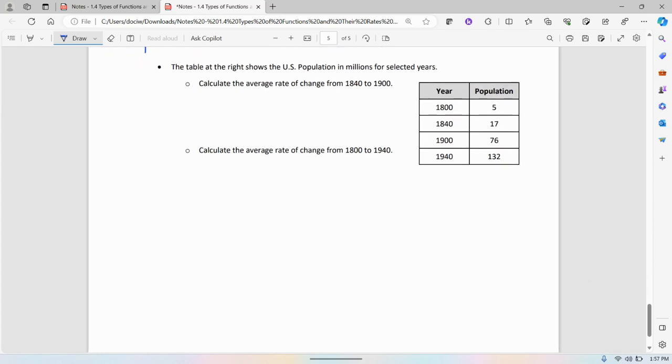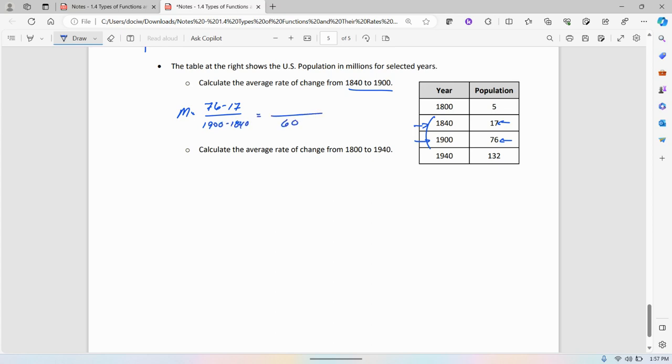Let's look at this example. U.S. population. We see the U.S. population in various years. 1800, U.S. population was 5 million people. By 1940, the population was 132. If I want to find the average rate of change from 1840 to 1900, the average rate of change is going to be y2 minus y1, 76 minus 17, divided by x2 minus x1, 1900 minus 1840. From 1840 to 1900 is 60 years.